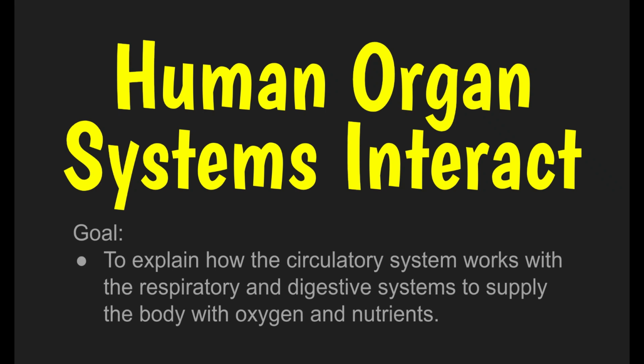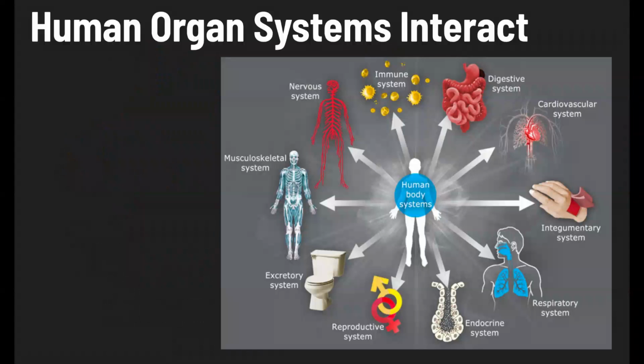Today, we're going to talk about human organ systems and how they interact. And the goal of this video is to explain how the circulatory system works with the respiratory and digestive systems to supply the body with oxygen and nutrients. So, in this image, you see that there are several organ systems in the body. In this video, we're going to focus on just three and how they interact.